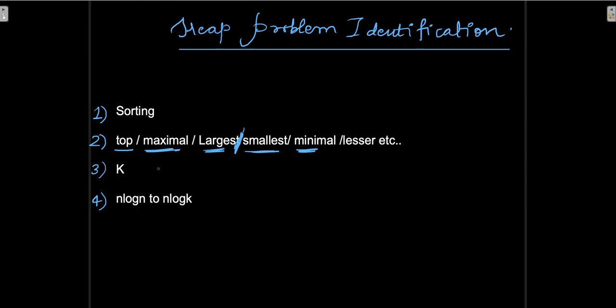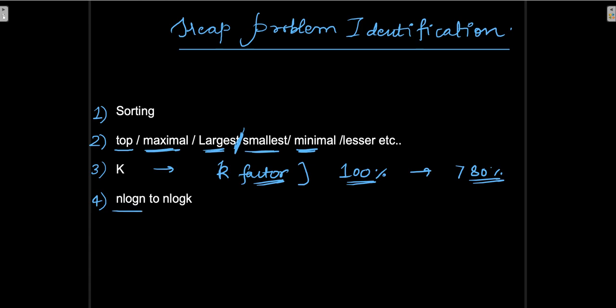The third one is k. In the problem statement itself you will be given kth something: kth largest element, kth smallest, k closest points to the origin, and so on. So the k factor would be given to us. It is very useful to understand this, though I'm not 100% sure that if k is given we should definitely use heap. But in more than 80% of scenarios, if the k factor or k term is given, we should use heap.